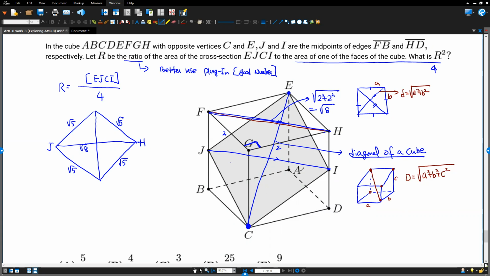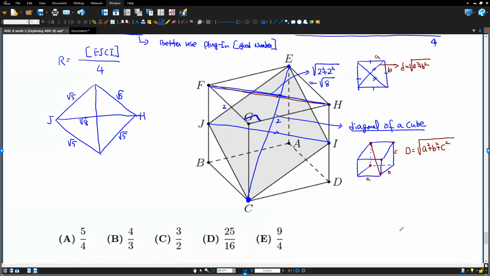Okay? But in this case, they are all equal, 2. In this case, a equals b equals c equals 2. This diagonal of the solid equals the square root of 2 squared is 4, b squared is 4, c squared is 4, so the square root of 12. Is it okay? Yep. This length is square root 12.